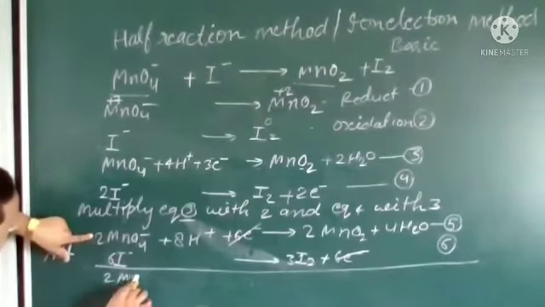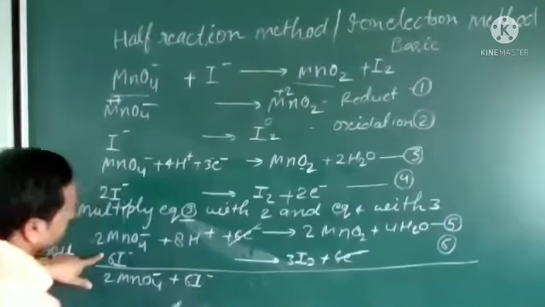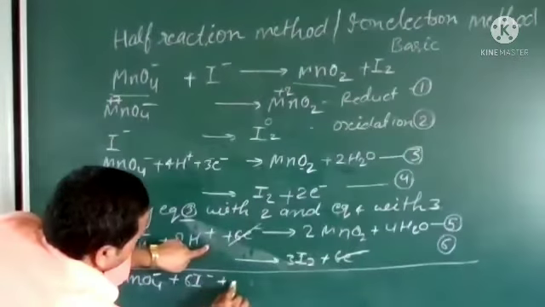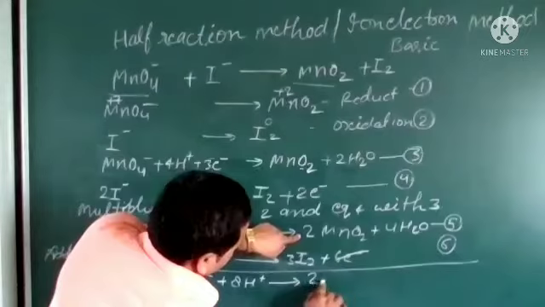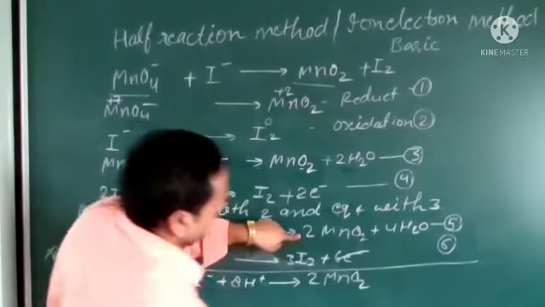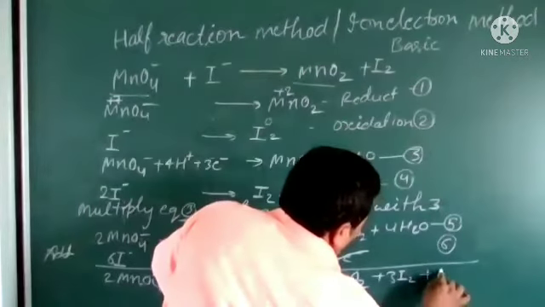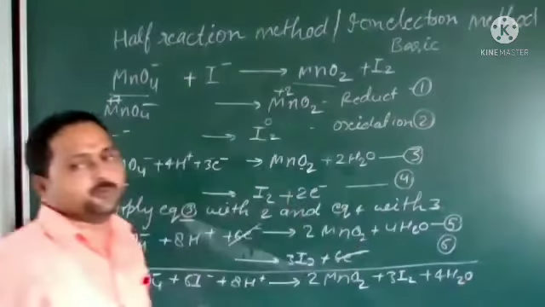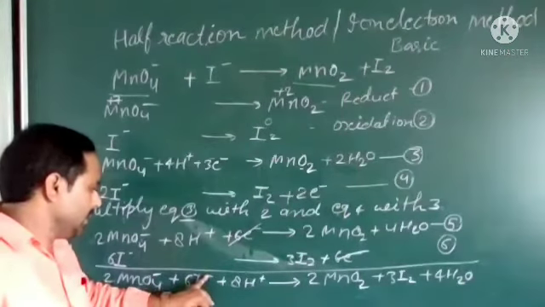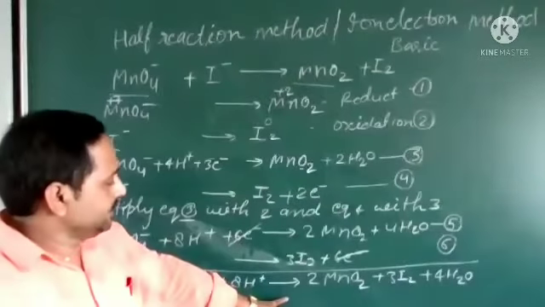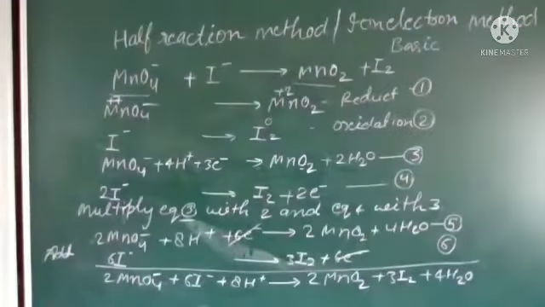2 MnO4 minus plus 6I minus plus 8H plus gives out 2 MnO2 plus 3I2 plus 4H2O. We got up to here.